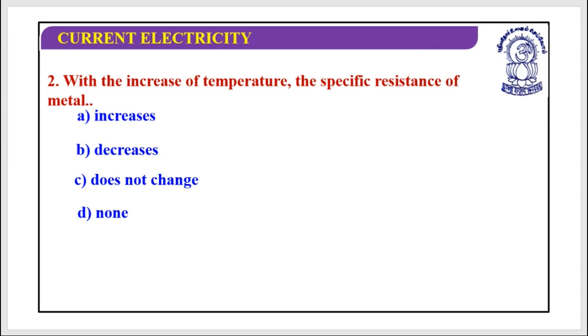Next question. With the increase of temperature, the specific resistance. Now, first question, what is specific resistance? What does it mean? Yes, it is the resistivity. So when they want to ask resistivity, they can use this word, specific resistance. Yes, with the increase of temperature, the specific resistance of a metal increases. Yes. Next question.